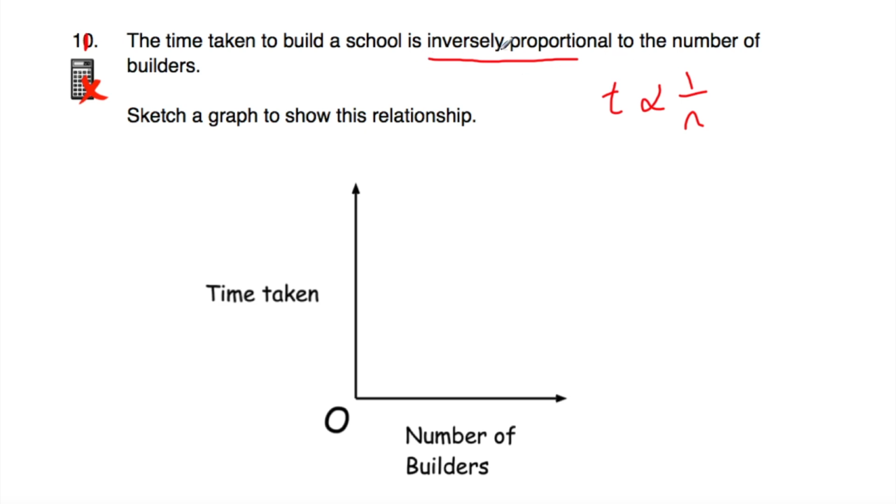So this is an inversely proportional graph. So it's going to look something like this. It's going to come down like so. So as the number of builders increases, the time taken decreases. So that's it. That's our sketch.